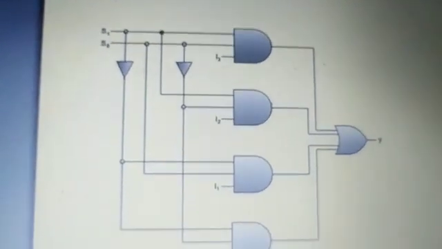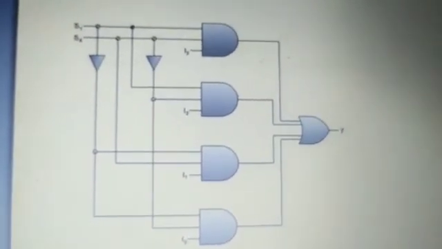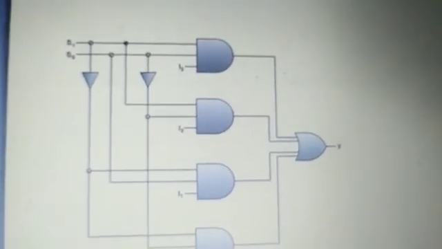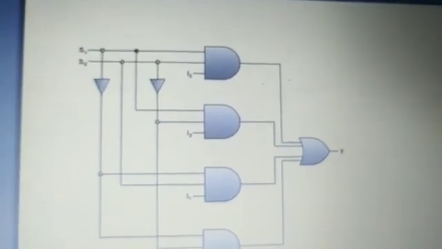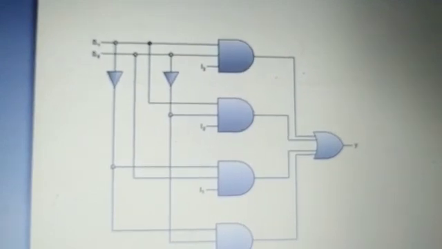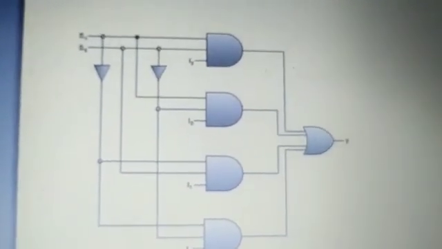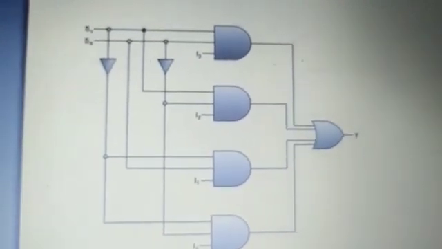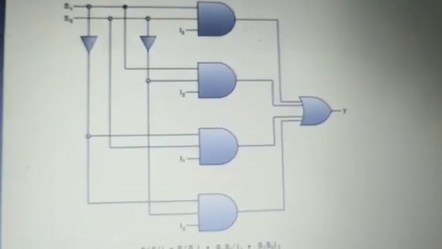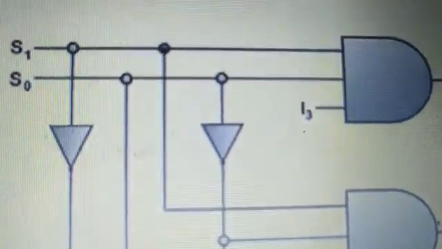To implement this circuit diagram, what gates are required? We require two NOT gates. Why two NOT gates? Because in some cases from the select line, S bar is taken as an input, in some cases only S. So S0 or S0 bar, S1 or S1 bar. To represent S1 bar and S0 bar, we require these two NOT gates.